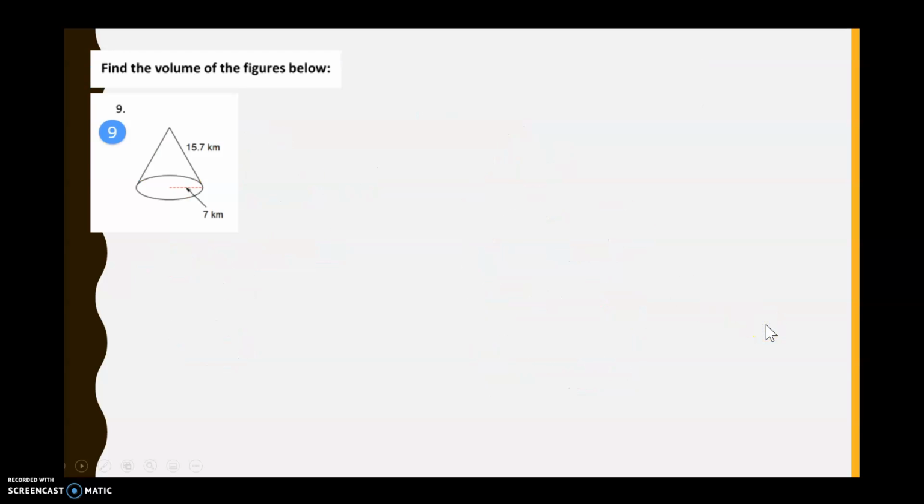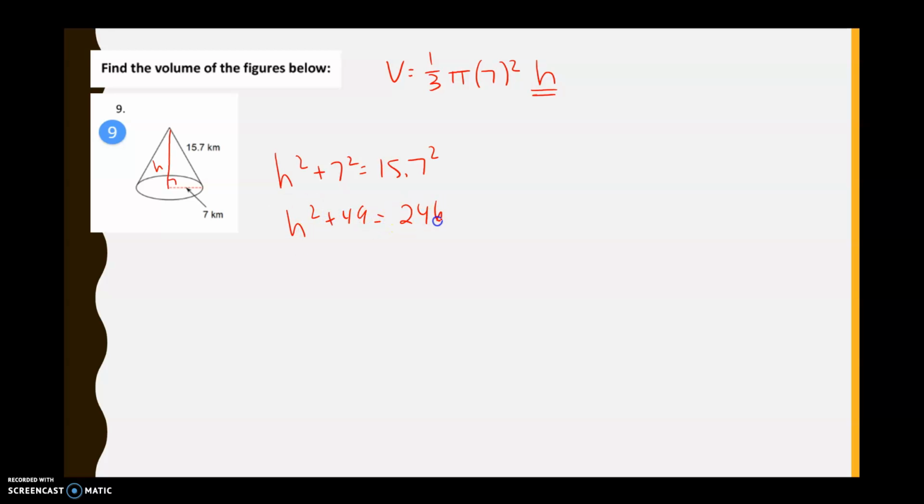And number 9, I want to figure out the volume of this guy. Well, this time they're giving me the slant height, but no height. My volume is equal to 1/3 pi r squared times h, where r is 7. Well, I have to figure out what my h is. So I'm going to use my Pythagorean theorem here to figure out what h is. So I'm going to get h squared plus 7 squared is equal to 15.7 squared. I'm going to get h squared plus 49 is equal to 246.49.